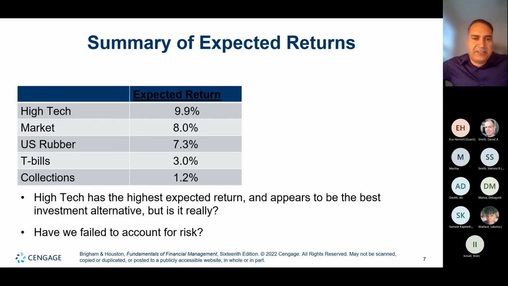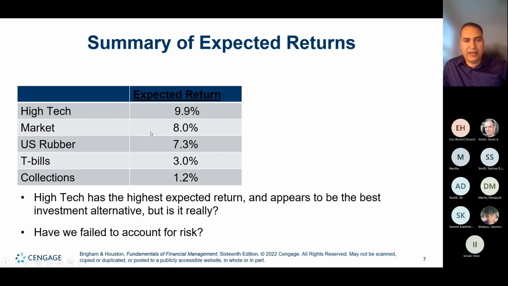Or if we have to invest, are we going to invest in the high tech industry because the expected return is the highest? Well, probably not, because we haven't looked at the risk that we are taking. So what we will have to do is to compare the return with the risk that we are taking. The next step here would be to calculate the risk of all of these different assets.